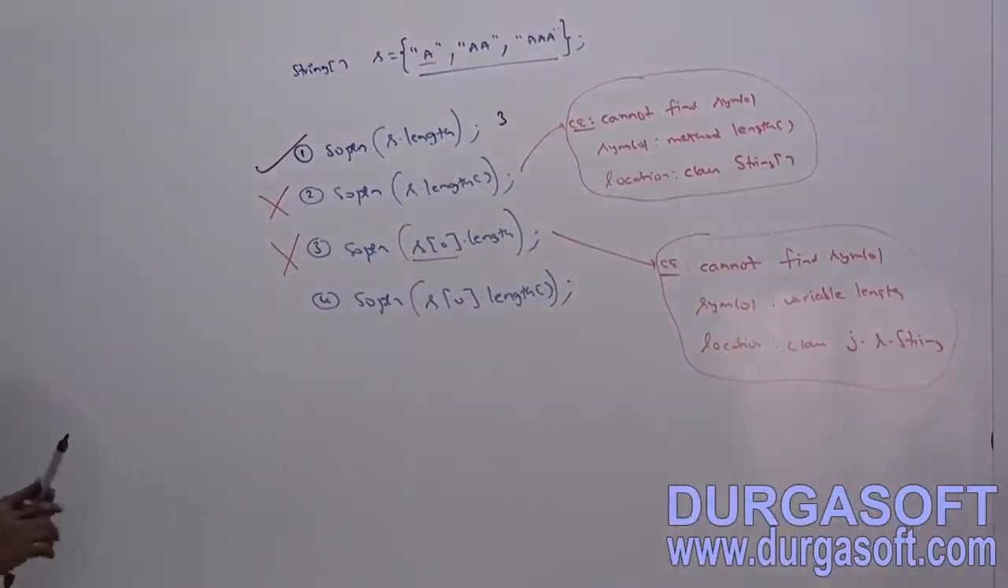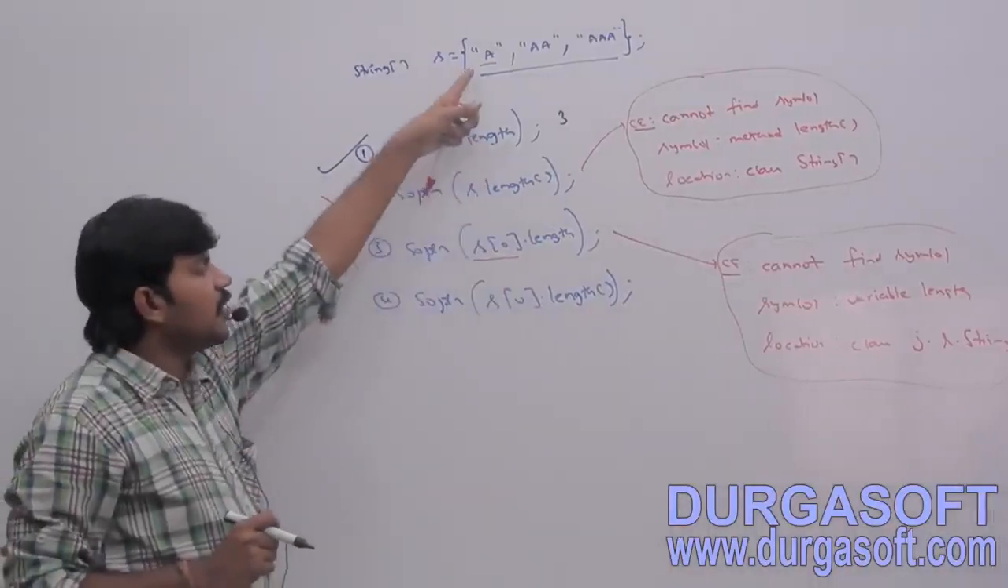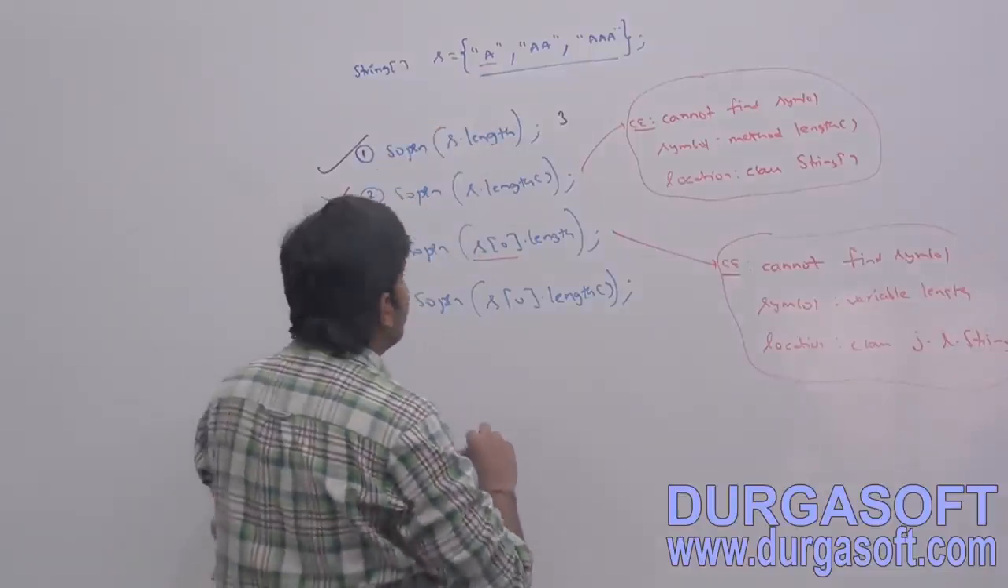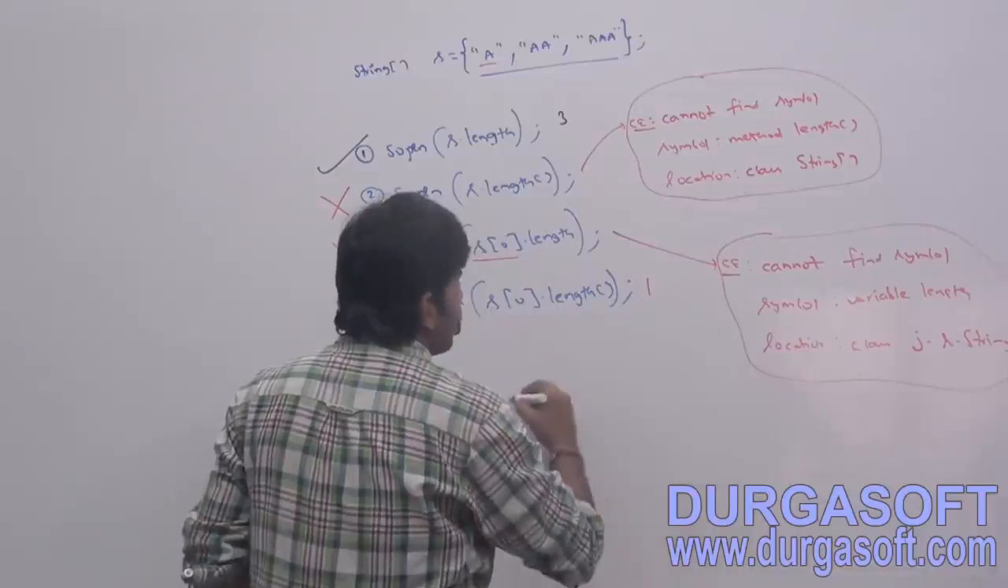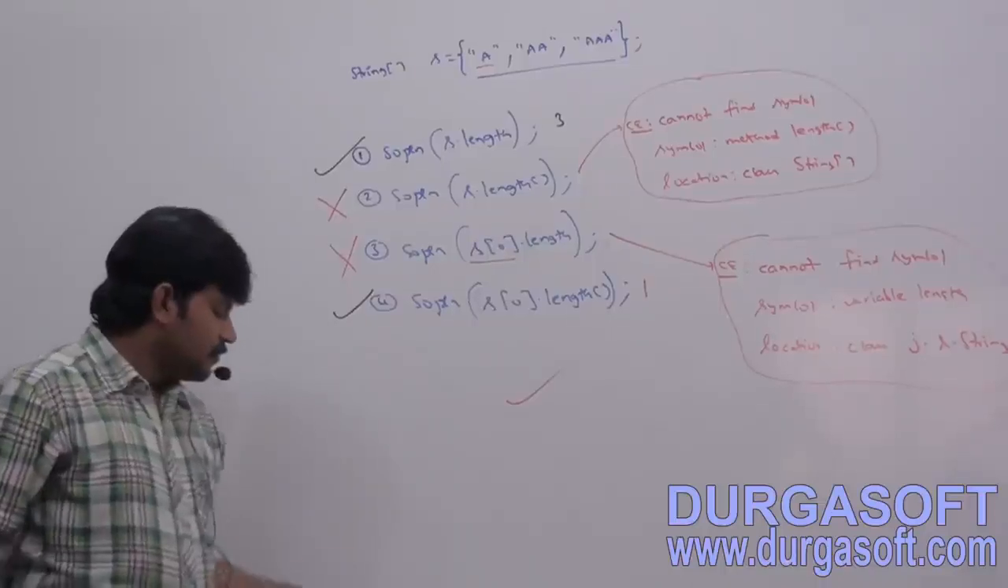Next, SOP of s[0].length(). s[0].length() is nothing but the length of the first element. How much is the first element's length? Can you tell me what the value is? 1 itself is the answer. Is any explanation required at this point?